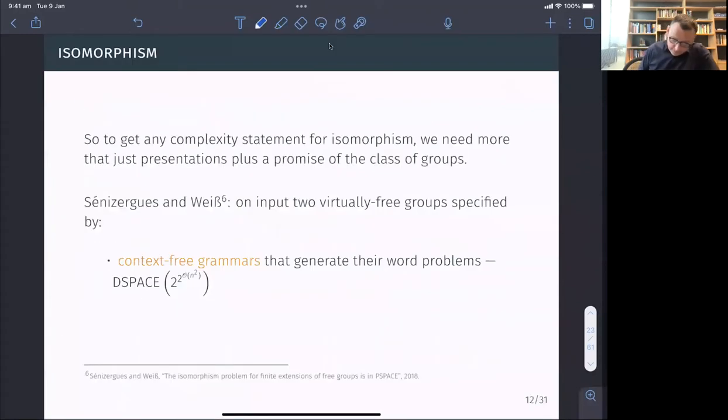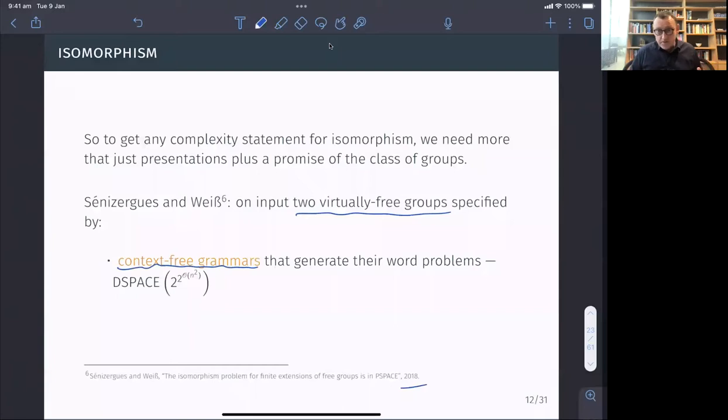So to get a complexity statement for isomorphism, we need more than presentations. Let me give you one example, which is very recent, 2018, due to Senegers and Weiss, where the input is two virtually free groups, and they're not just given by presentations, so we have to do something extra. The first thing they do is give you a context-free grammar that generates the word problem for each group.